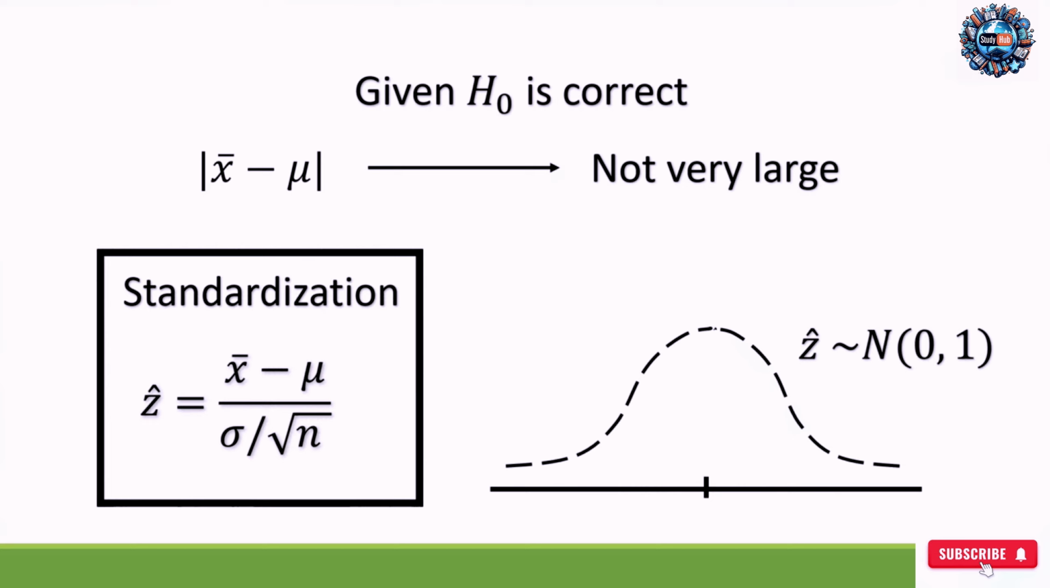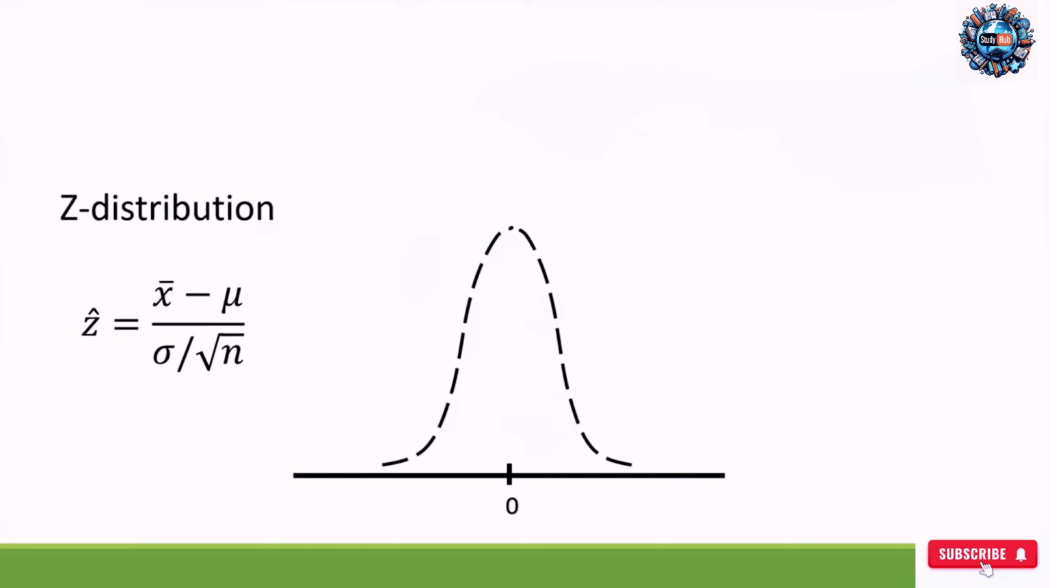If we know the population standard deviation, the standardized sample mean, which we denote as z hat, has a z distribution if the population is normal or the sample size is large. If z hat is far away from zero, the null is not likely to be true. In hypothesis testing, we start with the assumption that the null is correct. Hence, we know the population mean is equal to zero.